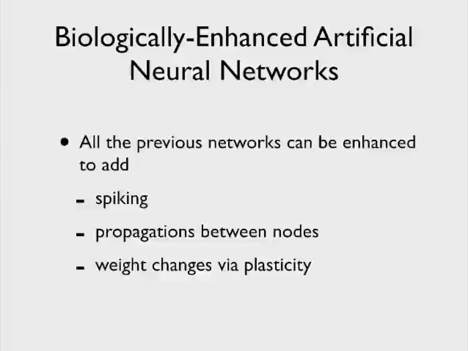Most neural networks are supervised in training, even the deep learning networks. The brain is not supervised. Nobody is there showing you a picture of something, you answering yes or no, and training your neurons. Your professor might, between ages 0 and 1, but that's not really happening. Now, all the previous networks can be enhanced to add spiking, propagation delays between nodes, and weight changes via plasticity.